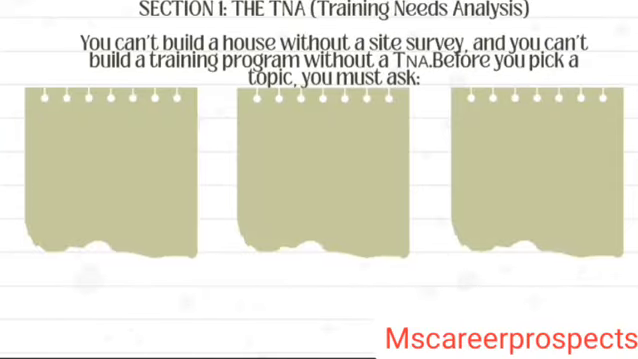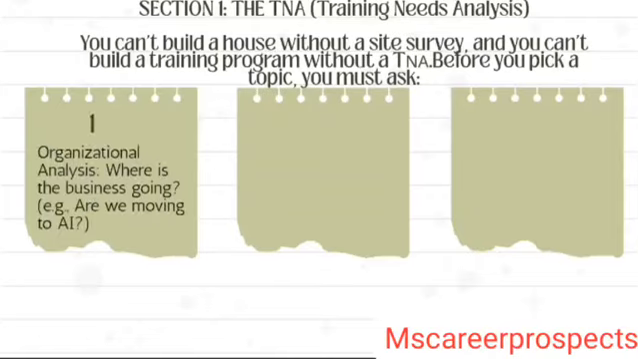Section 1. The DNA, Training Needs Analysis. You can't build a house without a site survey, and you can't build a training program without a TNA. Before you pick a topic, you must ask: 1. Organizational analysis. Where is the business going? Example, are we moving to AI?